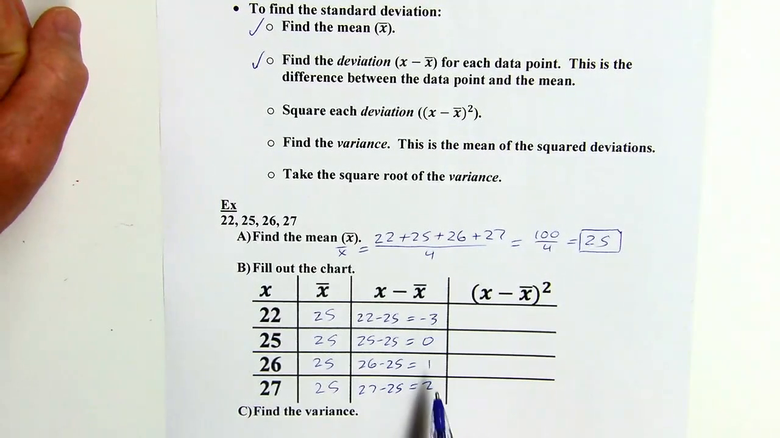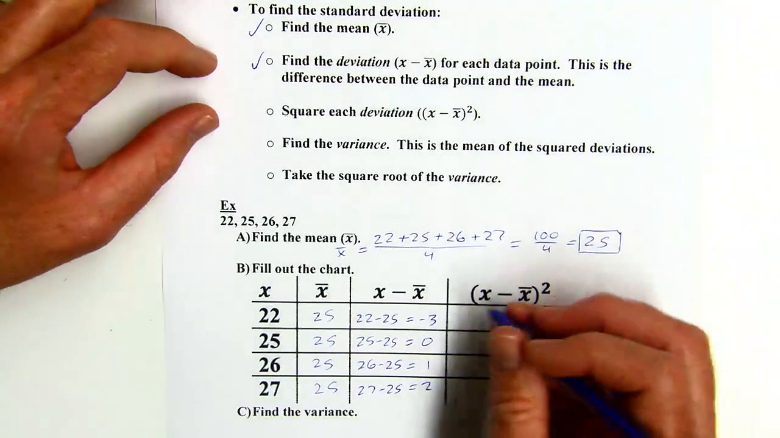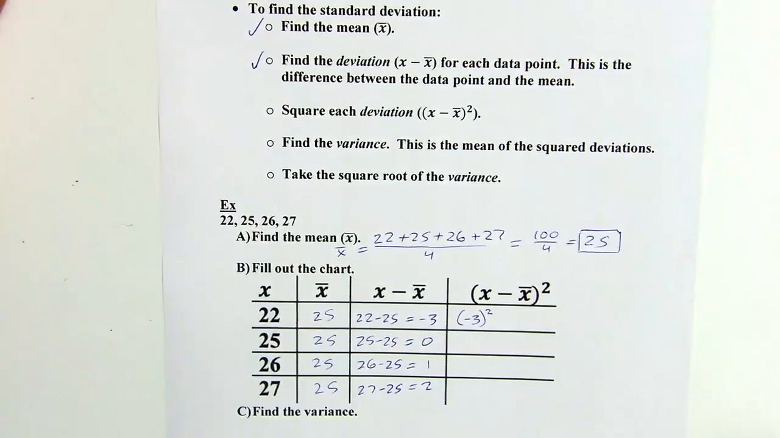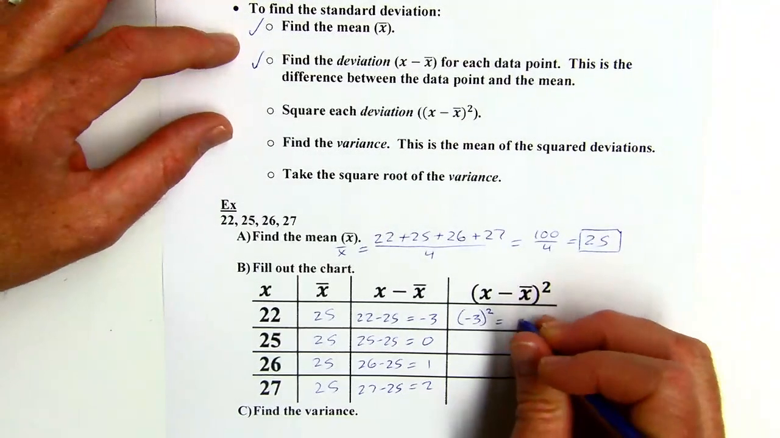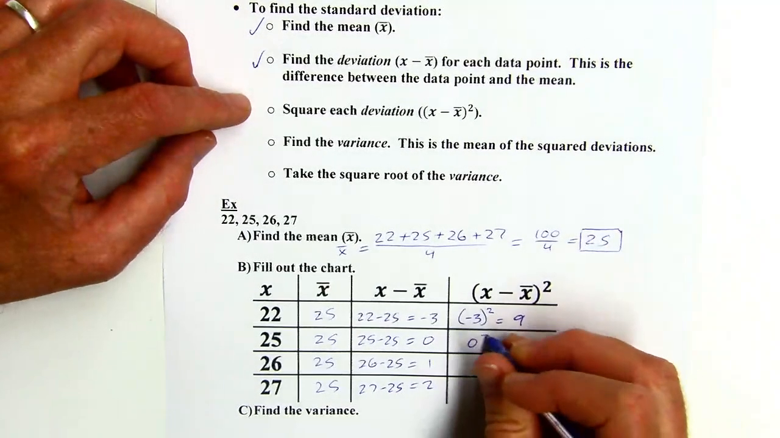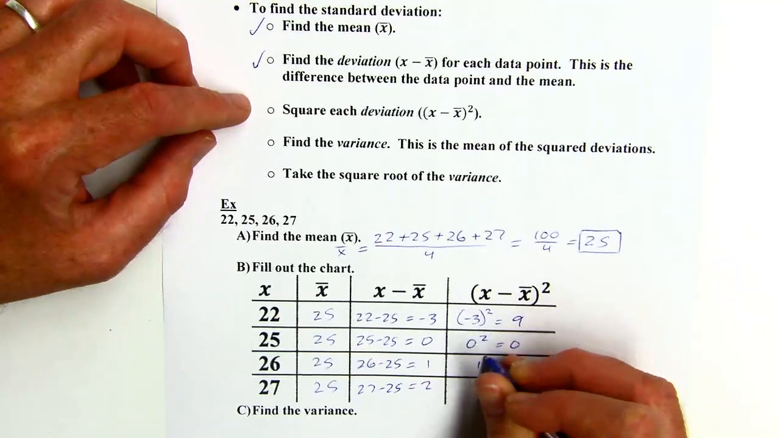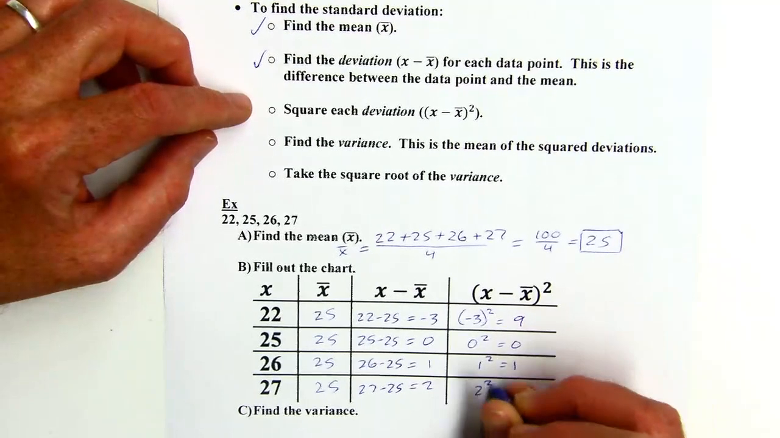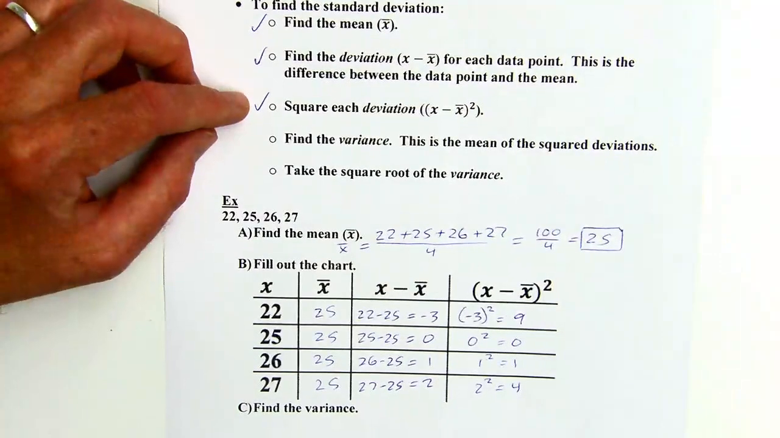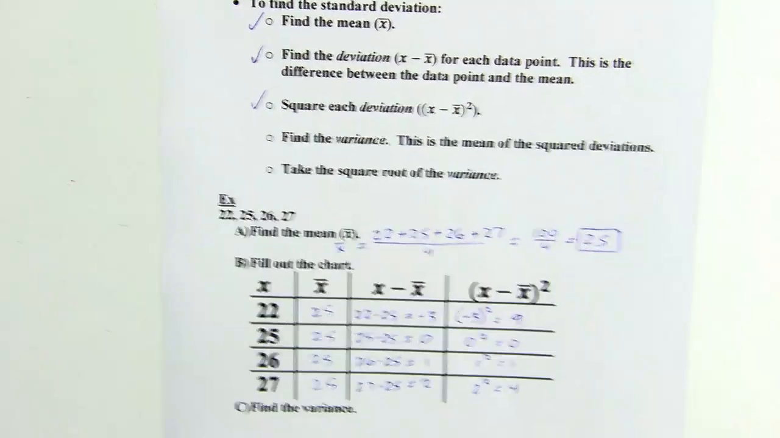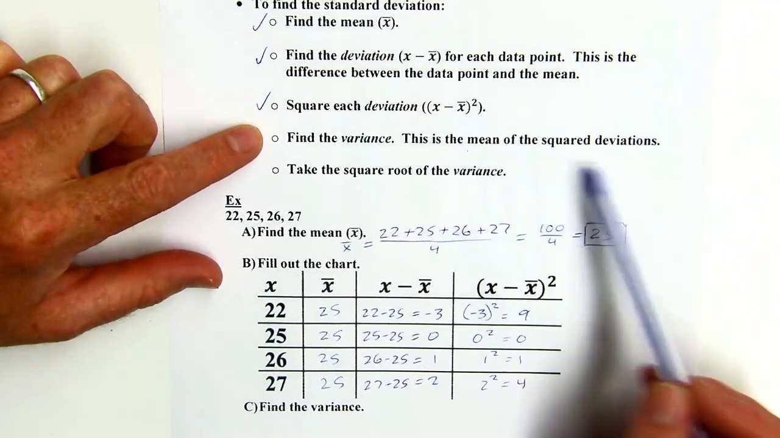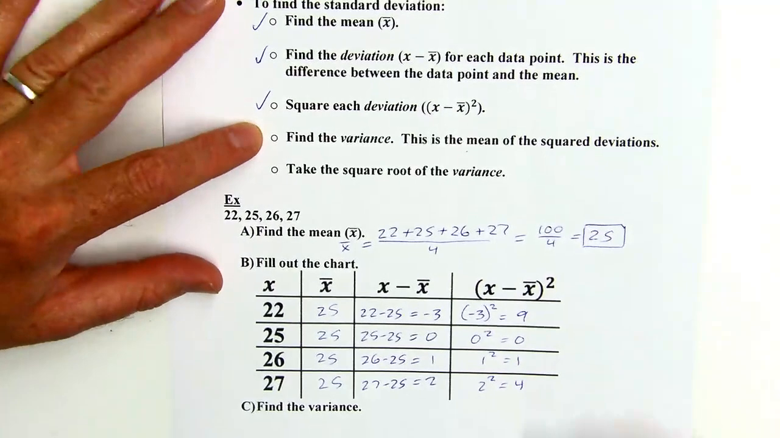Now we're going to square each of these deviations. I'm going to take the numbers in this column and square them one by one. So I'm going to take -3 squared. Remember, that's -3 times -3, so it's going to come out positive, right? And then I've got 0 squared, which is 0, 1 squared, which is 1, 2 squared is 4, okay? So now I squared each deviation, okay? Now, next step, I'm going to find the variance. So the variance, this is the mean of the squared deviations.